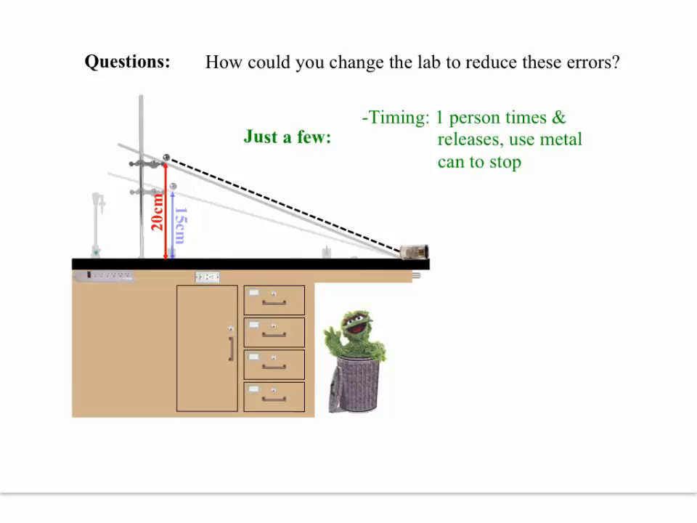The metal can also be placed at the end of the ramp to provide a consistent stopping point for both the ball and the timer. Using the can has an added benefit because when the metal ball strikes the metal can, the sound of the impact can be used as a cue to, well, stop your timer.